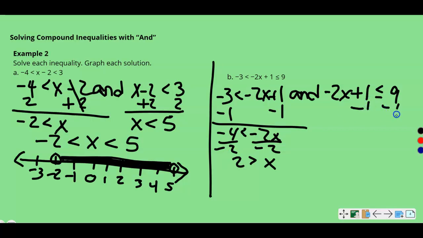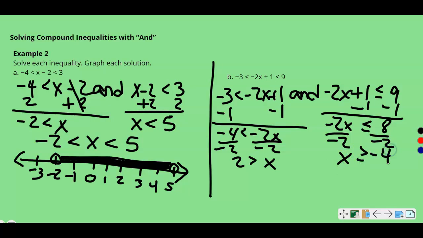Here I'm going to subtract 1. -2x less than or equal to 9 minus 1 is 8. Divide by -2. Again, I divide by -2, so I'm going to switch my inequality symbol to greater than or equal to -4. All right, so I always try to put the smaller number on the left side, so I'm going to bring my -4 over here. Okay, it's going to be -4 less than or equal to x less than 2.